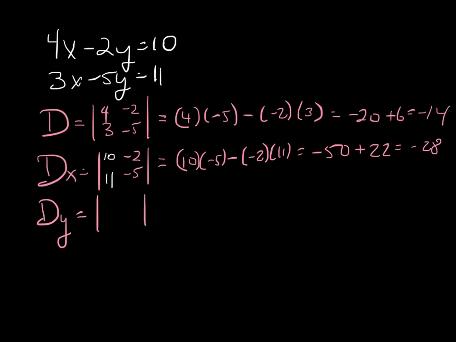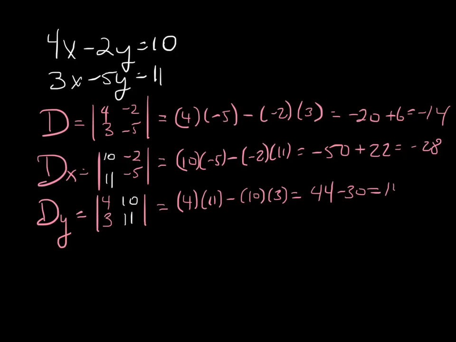Okay, next we find dy. So dy, we leave the coefficients of x where they are, so we'll have a 4 and a 3. And instead of the coefficients of y, we put that 10 and 11. So we've got 4 times 11 minus 10 times 3 is 44 minus 30, which is 14.